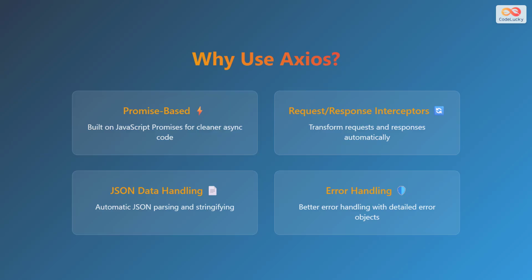Axios offers several advantages. First, it's promise-based, which means it uses JavaScript promises for writing cleaner asynchronous code. Second, it provides request and response interceptors, allowing you to transform requests and responses automatically. Third, it handles JSON data automatically, parsing and stringifying it for you. Finally, it offers better error handling with detailed error objects, making debugging easier.